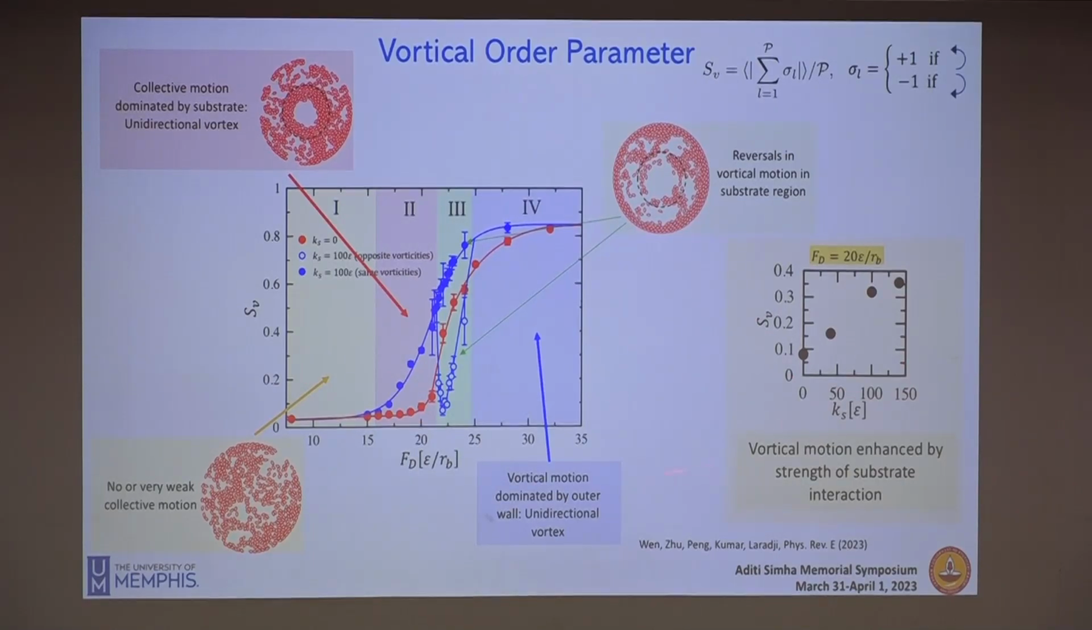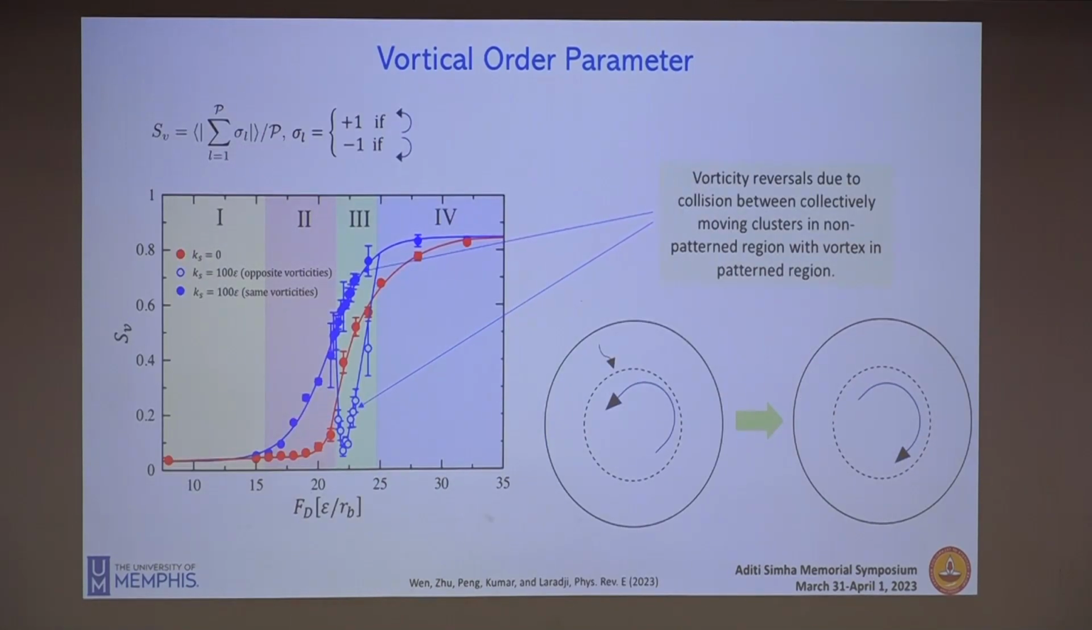This vertical order parameter increases, of course, as expected, with the strength of the interaction of the substrate with the particles. So this is just an understanding of why there are these reversals in the vertical motion of the inner core: outside in the uniform region, besides the vortex that is right next to the edge, the particles in between are moving collectively in clusters, but are not necessarily moving as a vortex.